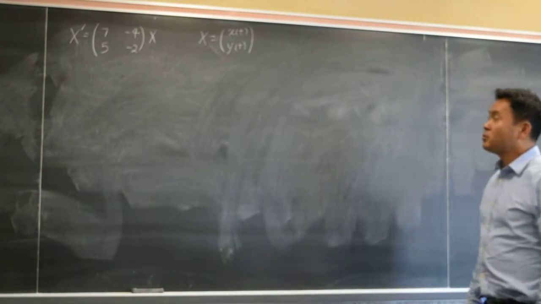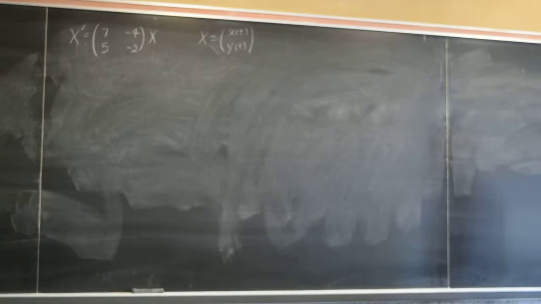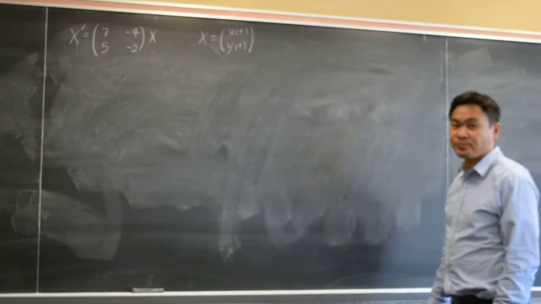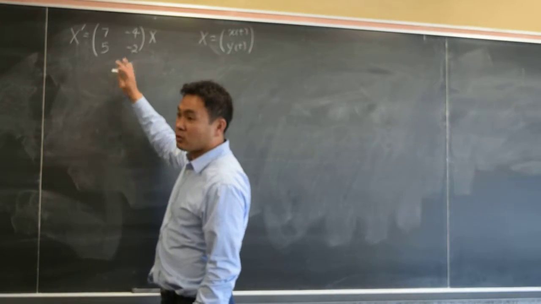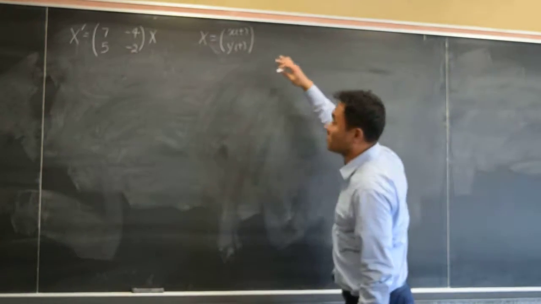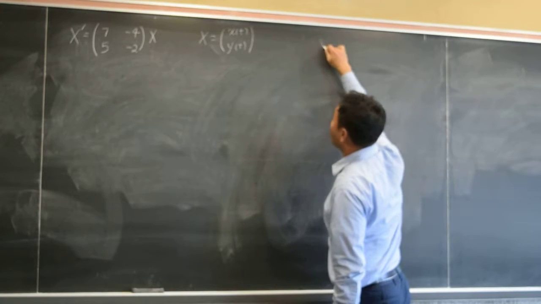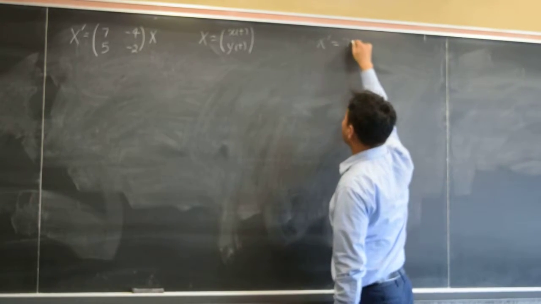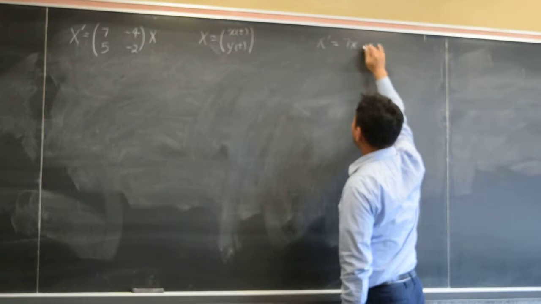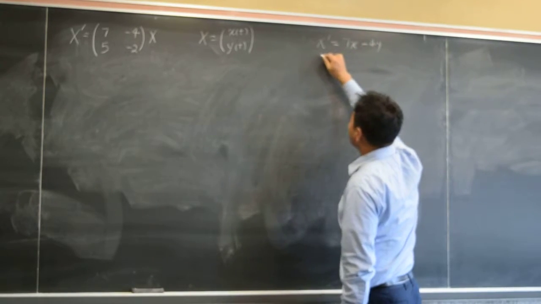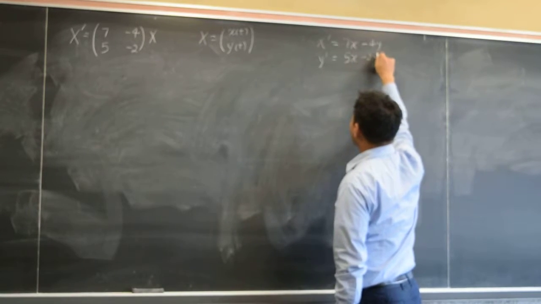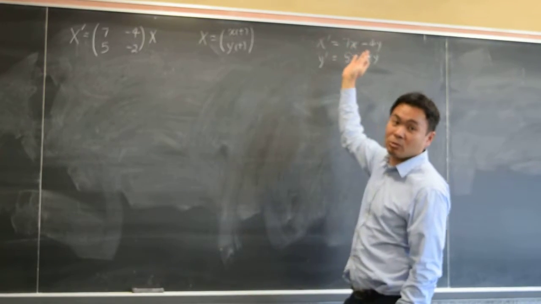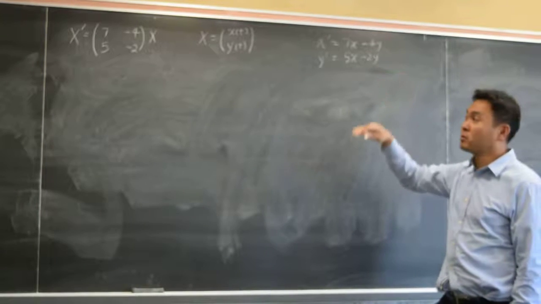All right, so let's try to solve this system of equations. Sometimes I may give you the equation in this form, sometimes I might spell it out. What does that really mean? It means x prime is 7x minus 4y, then y prime is 5x minus 2y. That's what it means. So you have to know how to go back and forth.